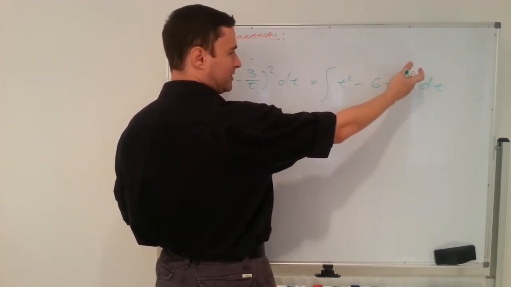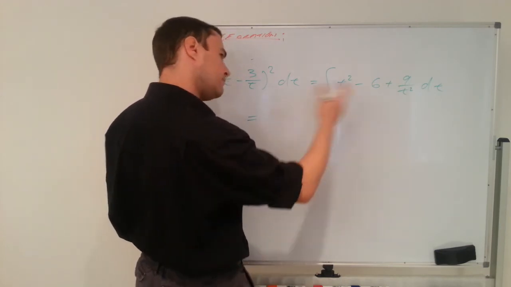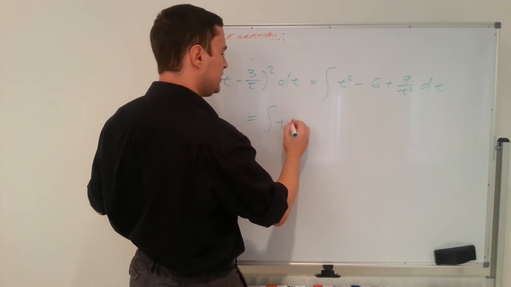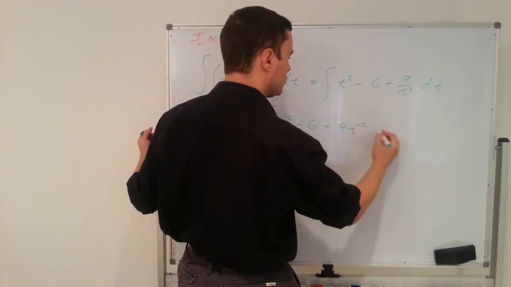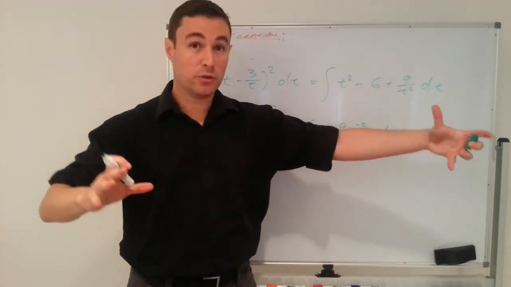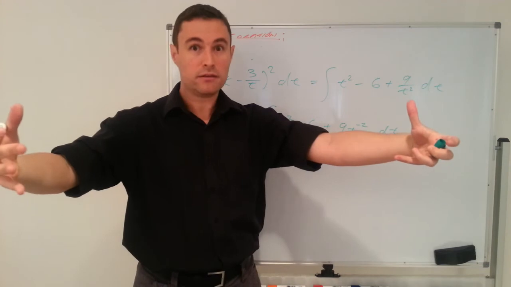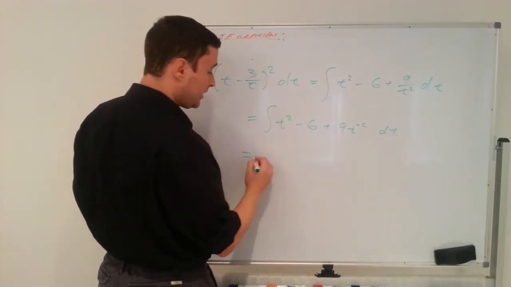This one I'm going to put the negative t to the top, so let me put that line in: the integral of t squared minus 6 plus 9t to the negative 2 dt. So firstly, multiply everything out, separate as much as possible, get all the t's into the numerator using the negative power laws, and then just integrate each one of these.